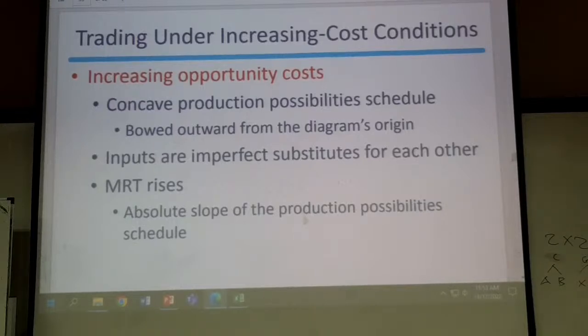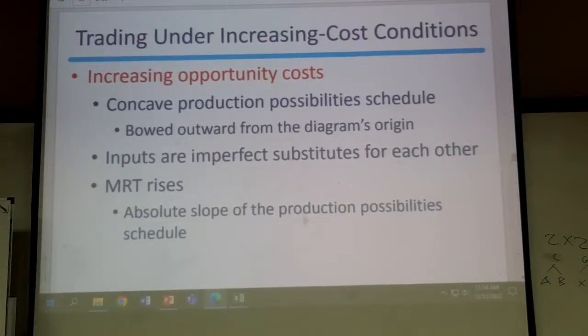So the difference between the two countries is in the shape of this production possibilities frontier. The difference, look at the shape. And this shape, we will learn, is caused by a number of factors.